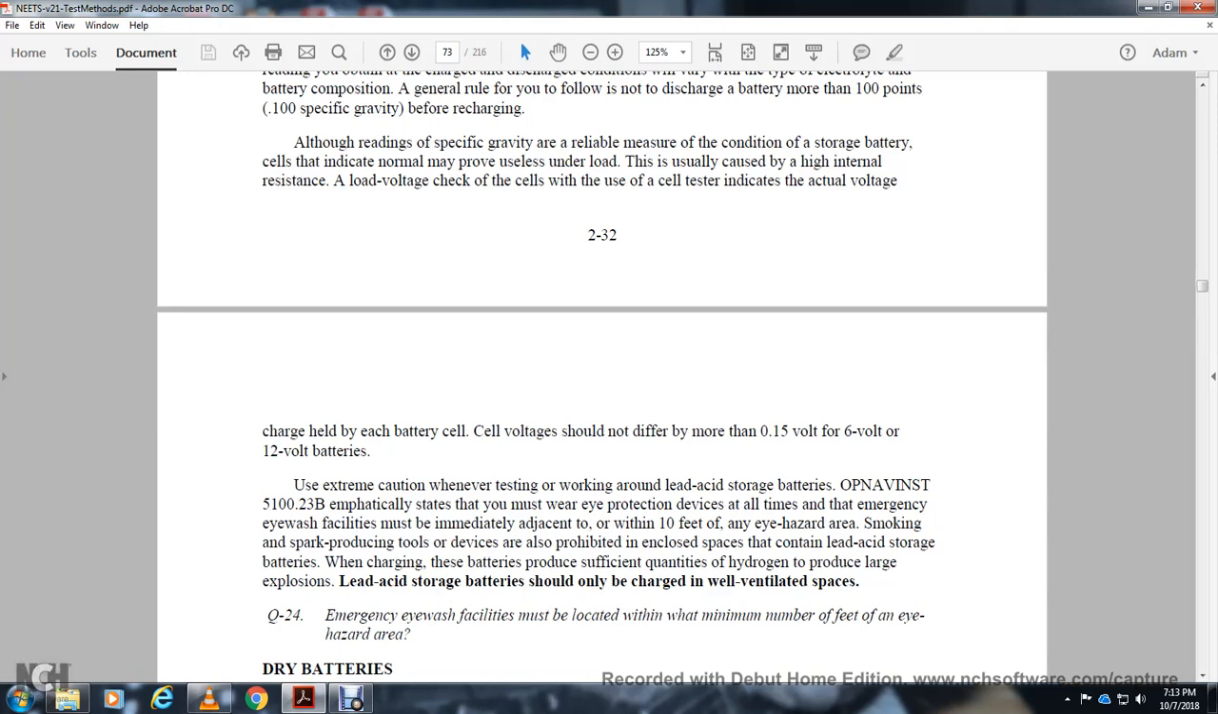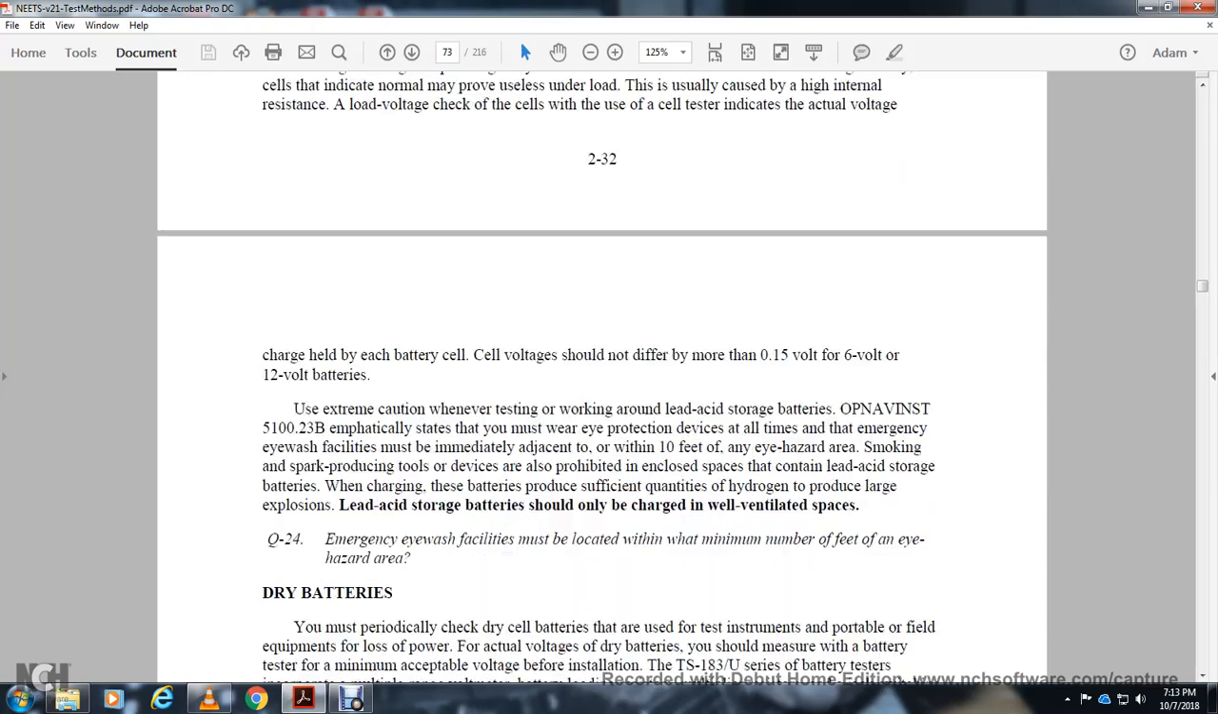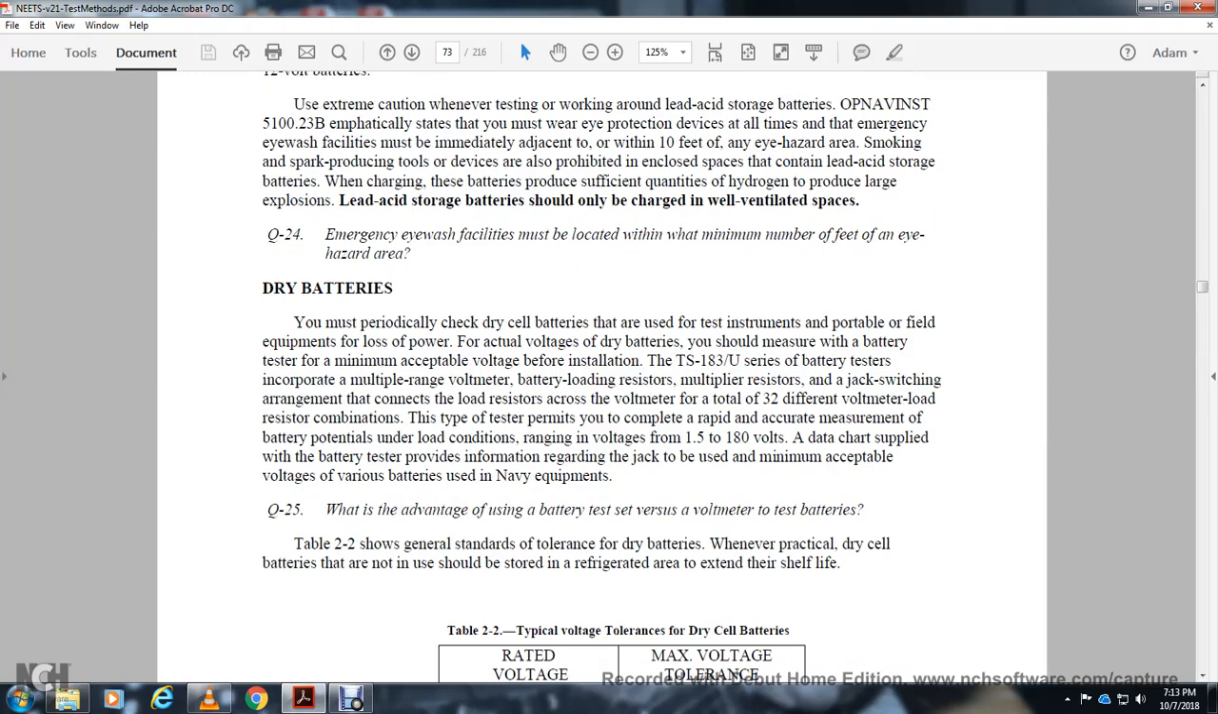When charging, batteries produce a sufficient quantity of hydrogen to cause a large explosion. Lead acid storage batteries should only be charged in well ventilated spaces.